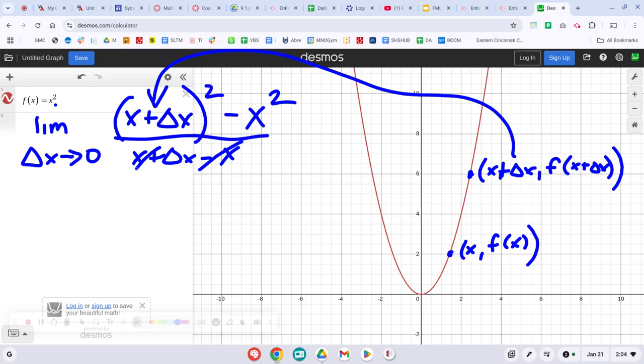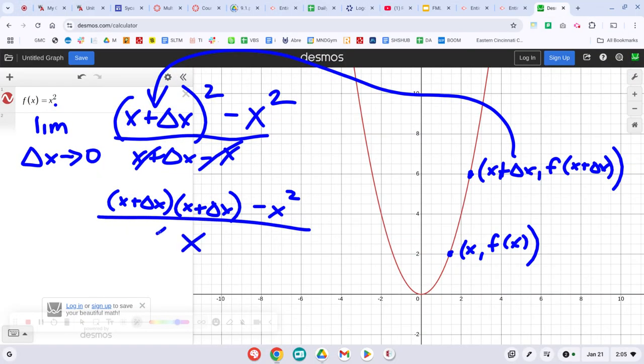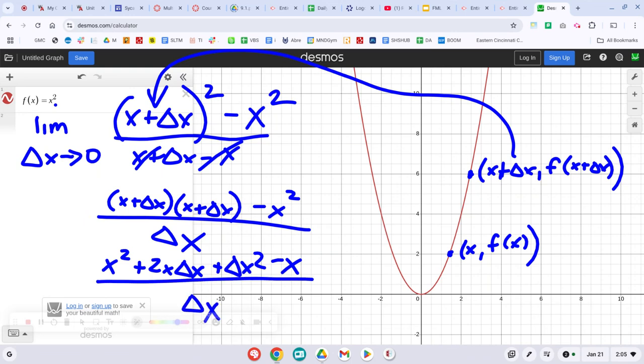So let's do the math. I'm going to have x plus delta x times x plus delta x minus x squared all over delta x, right? Now I got to FOIL. Let's FOIL without having to write it twice. So let's do this all in one step. What are we going to get when we FOIL this? X squared plus 2x delta x plus delta x squared. And then I got to subtract this x squared from here, all over delta x. Okay.